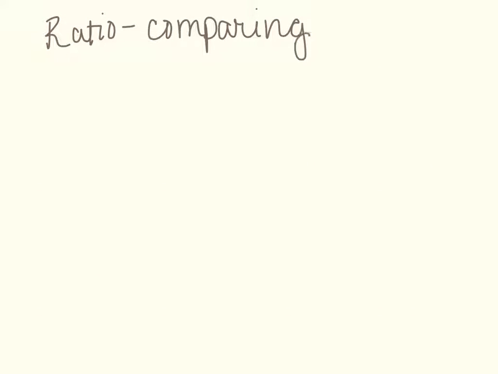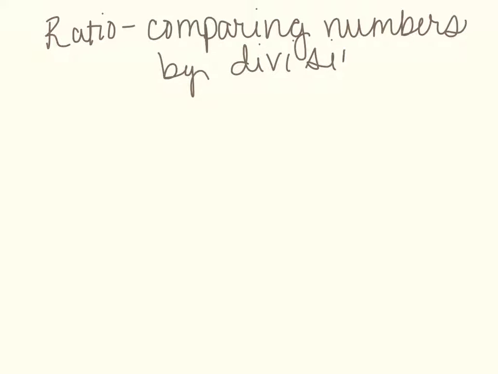So let's get down our definition. A ratio is comparing numbers by division. Now, ratios can be shown in several different ways. Let me give you an example.